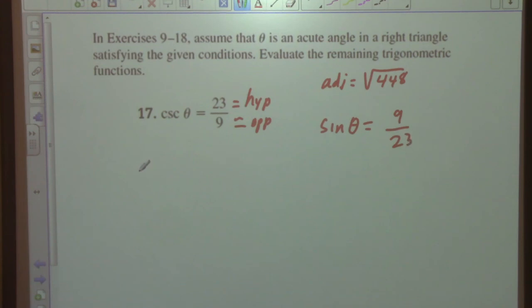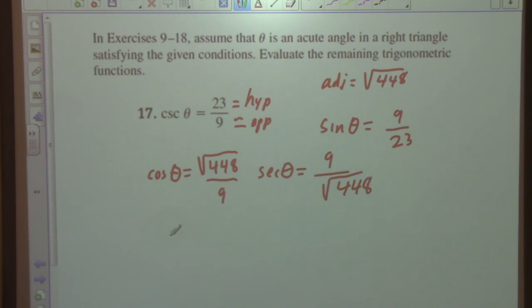And cosine theta, square root of 448 over 9. And then secant theta is 9 over square root of 448. Tangent theta is equal to opposite over adjacent, which is 9 over square root of 448. And then cotangent theta is equal to the reciprocal, right?